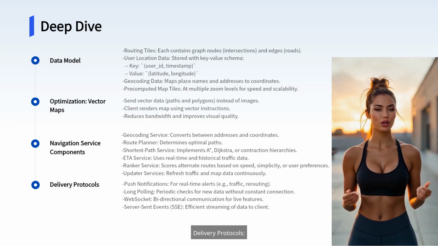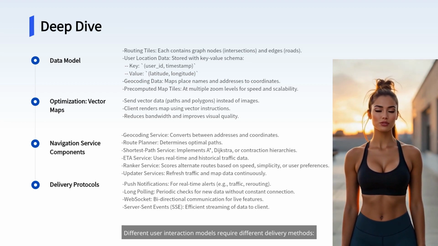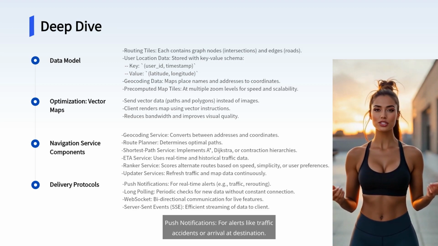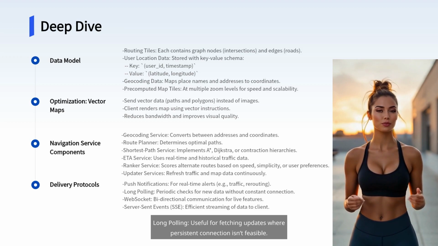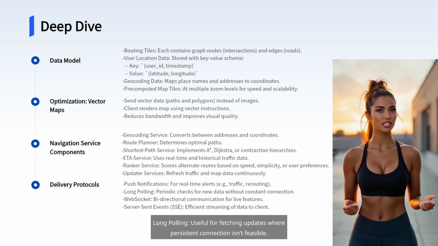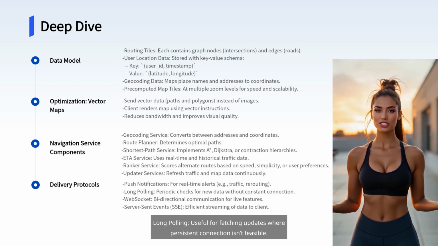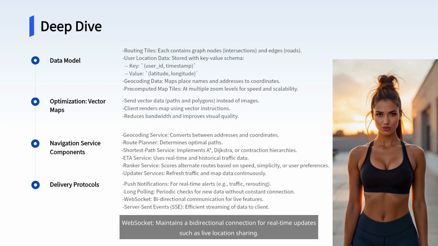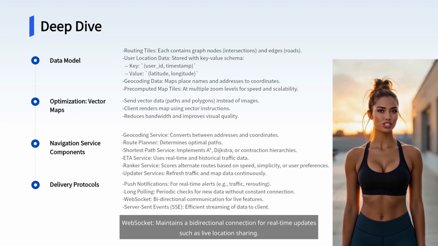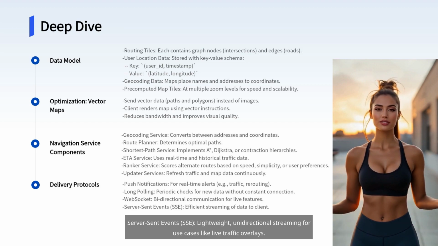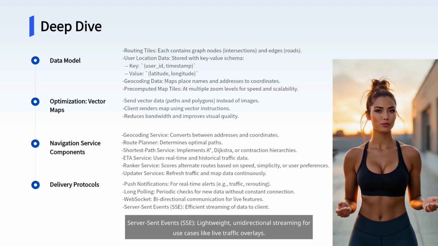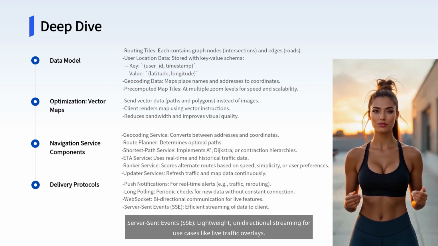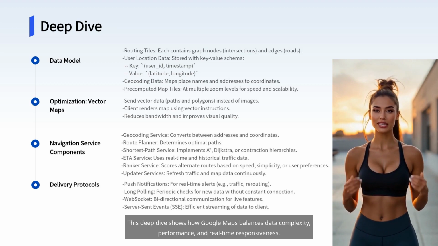4. Delivery protocols. Different user interaction models require different delivery methods. Push notifications, for alerts like traffic accidents or arrival at destination. Long polling, useful for fetching updates where persistent connection isn't feasible. WebSocket maintains a bidirectional connection for real-time updates such as live location sharing. Server-sent events, SSE, lightweight, unidirectional streaming for use cases like live traffic overlays.